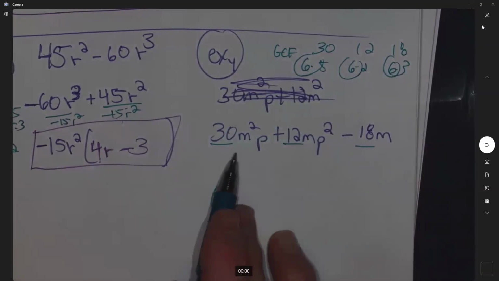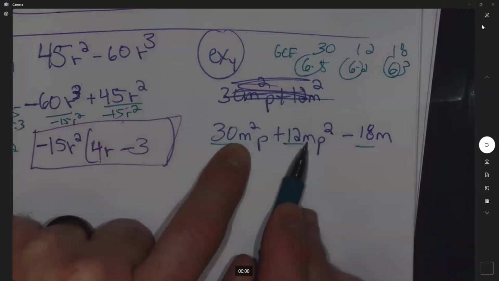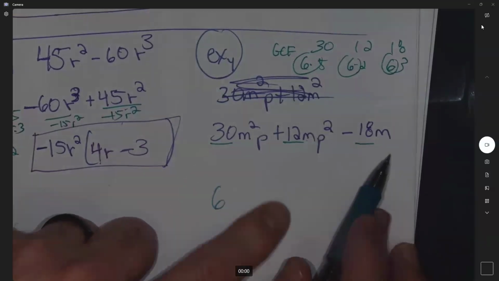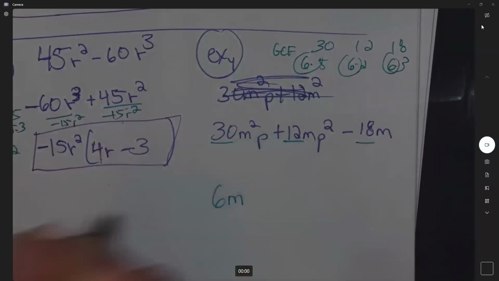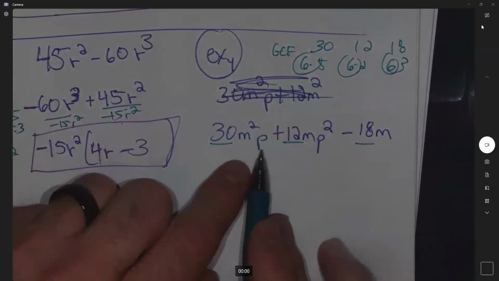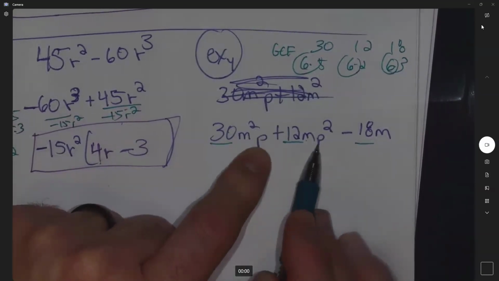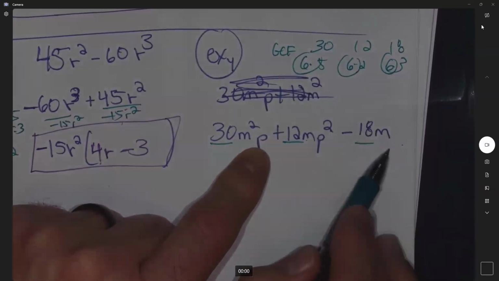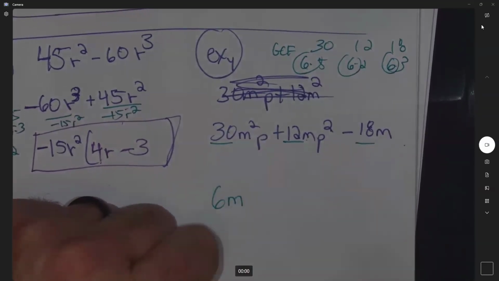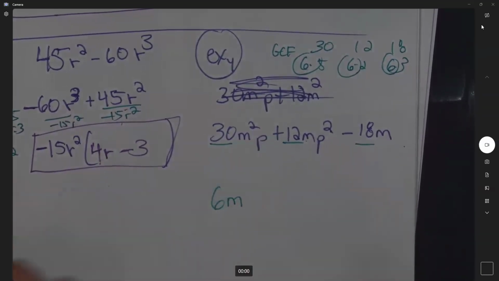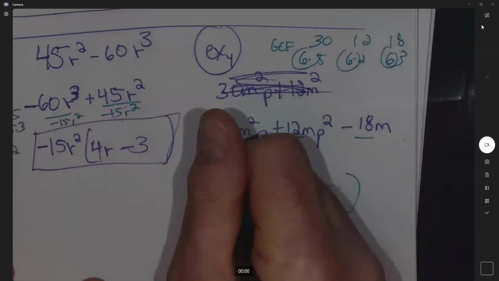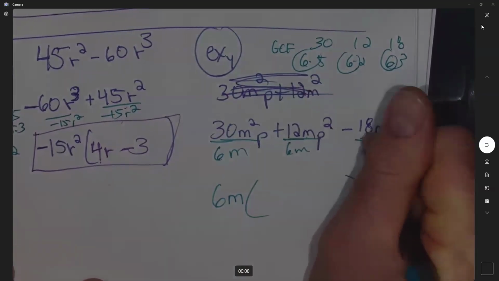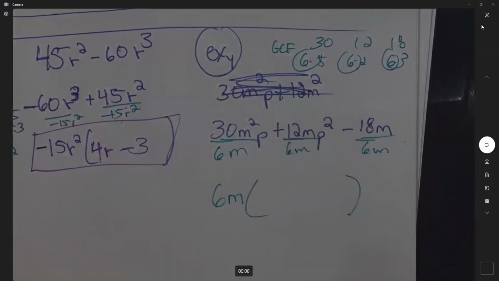And then in terms of the variables, I have an m squared here and one factor of m here and one factor of m here. Since all three terms have at least one factor of m, I'll be able to divide out that factor of m. I have a factor of p here, two factors of p here, and 0 factors of p here. Since there are no factors of p on the third term, we will not be able to factor out any of the variable p. So the 6m is our greatest common factor of these three terms.